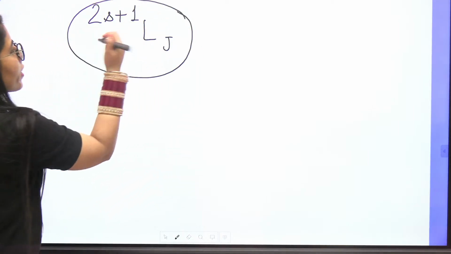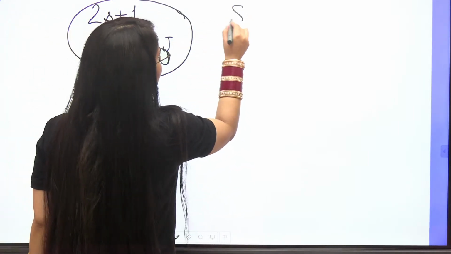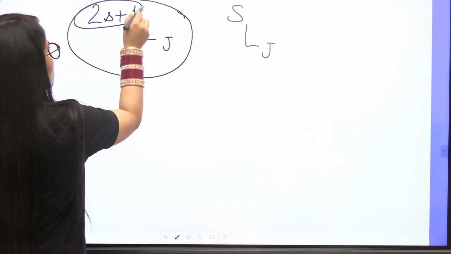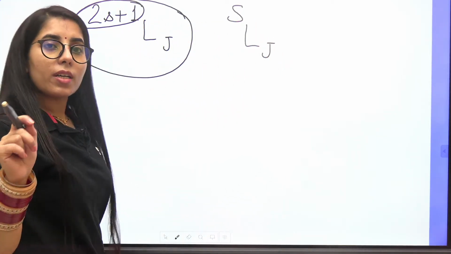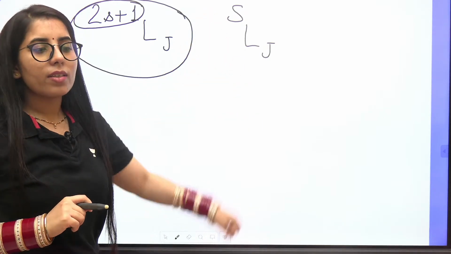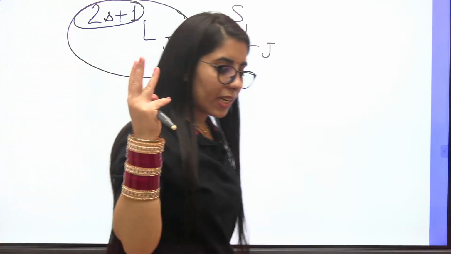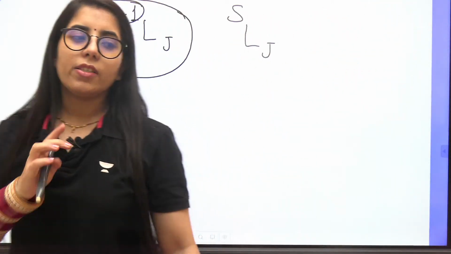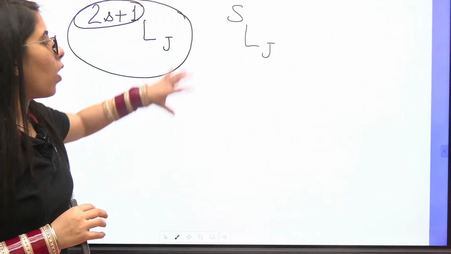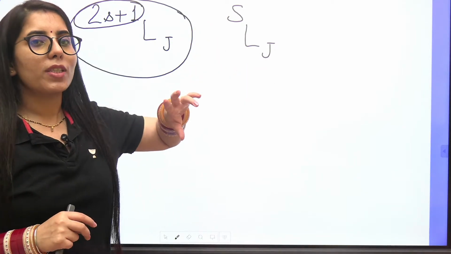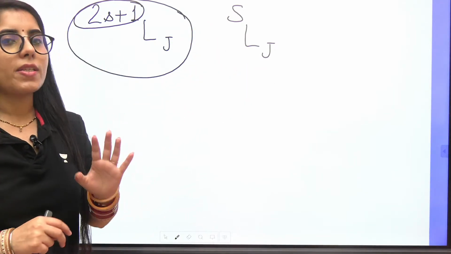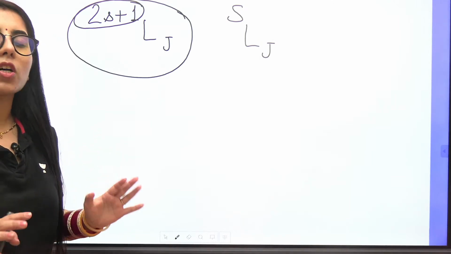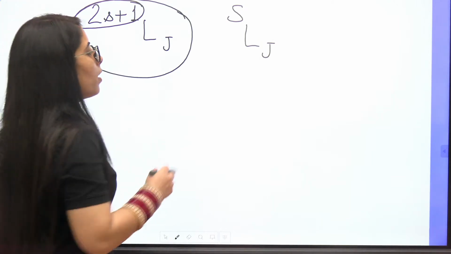So how many parts are there? I can even write it like this, S L J, where S here is equal to 2S+1. So how many parts are there in the spectroscopic term notation? Three parts, okay? Basically S, L and J. We will compare all three parts, and that's how we will get to know the ground state spectroscopic term. Right now I'm telling you the Hund's rule statements because it's important for you to know.